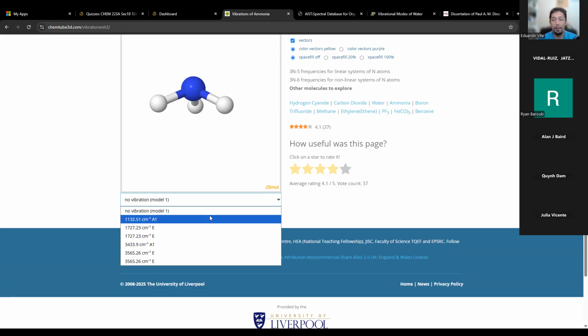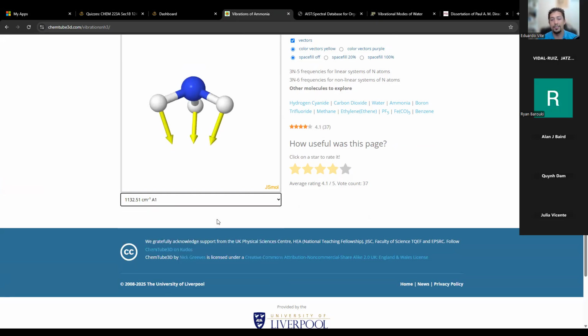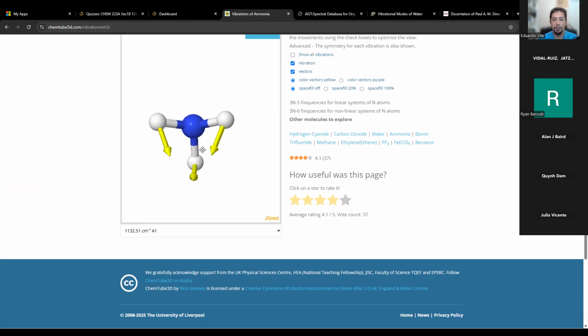So let's take a look at the lowest energy one. It's a bend. Right away, I know it's a bend because it has the lower energy. So there it is. This is the symmetric out of plane bending. And it's symmetric because all 3 atoms are bending out of the plane towards each other at the same time with the same intensity. They're going in the same direction, so there is a net dipole change. So we do observe this at 1,132 wave numbers.